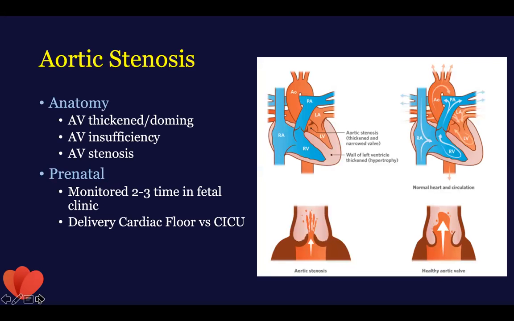And the last one we have is aortic valve stenosis, very similar. This time you're looking up at the LVOT. You're looking for a thickened, doming valve, insufficiency, stenosis. These patients sometimes need extensive monitoring depending on what the left ventricle looks like. If it's thickened, these patients can sometimes be seen even weekly, just depending on how bad the stenosis is.